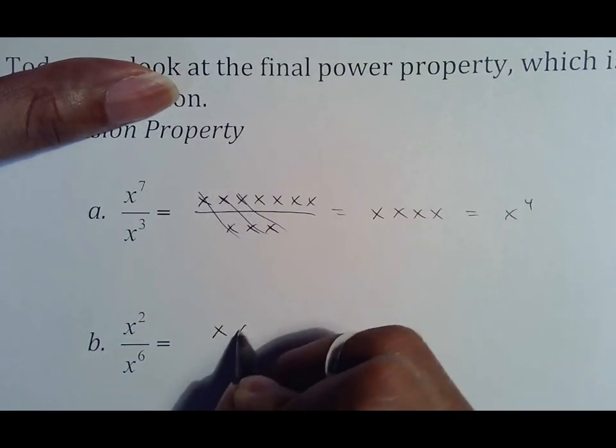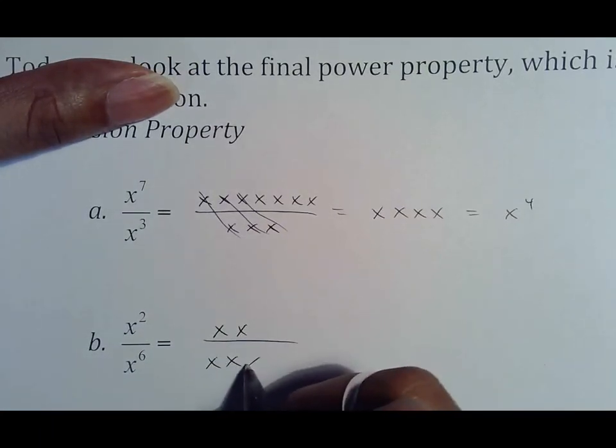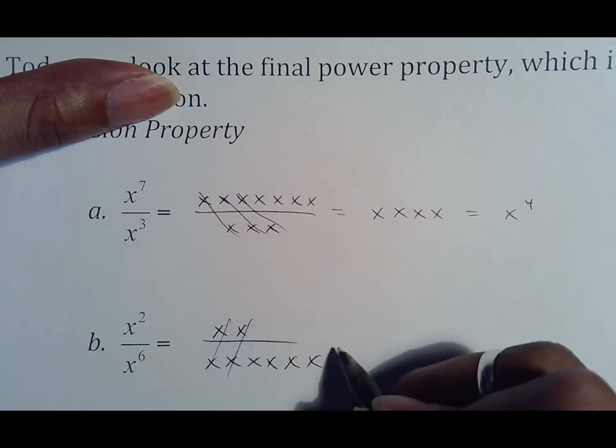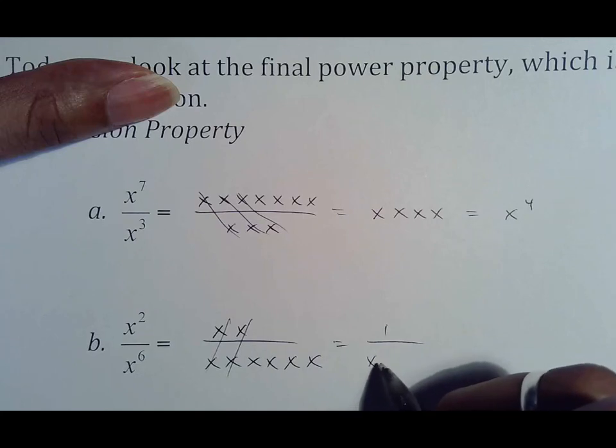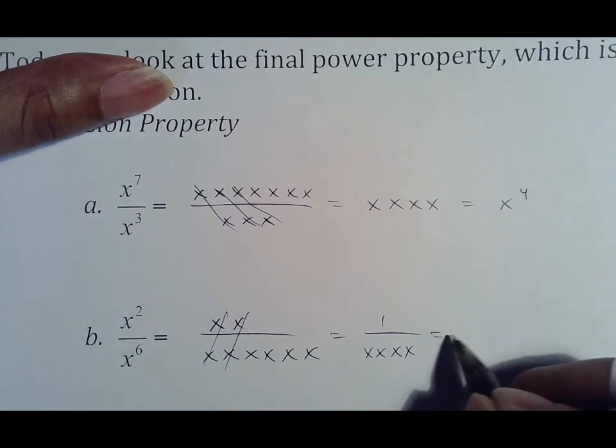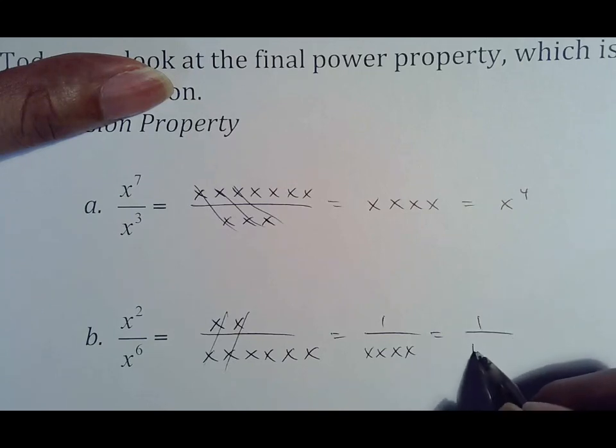On the other one, it should be 2 x's on top, 6 x's on the bottom. If these 2 x's cancel, we're left with 1 over the 4 x's. And again, anytime there's nothing on top, you have to put a 1, which means your final answer is 1 over x to the 4th.